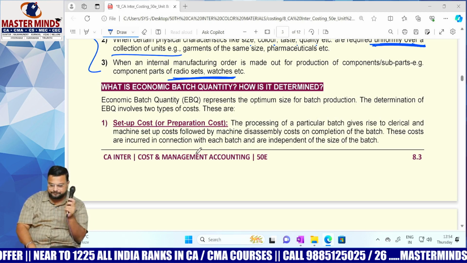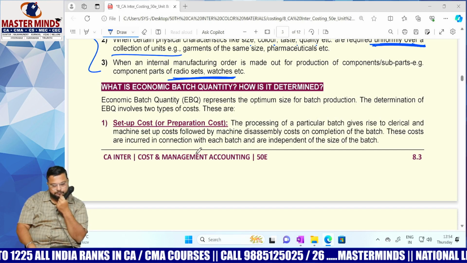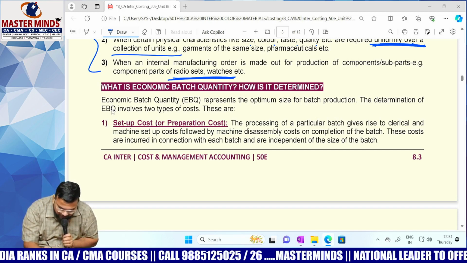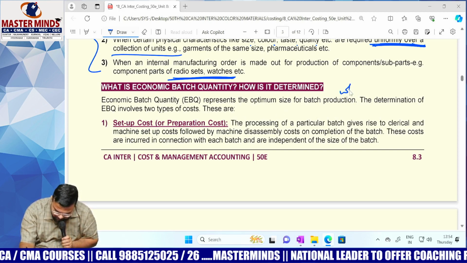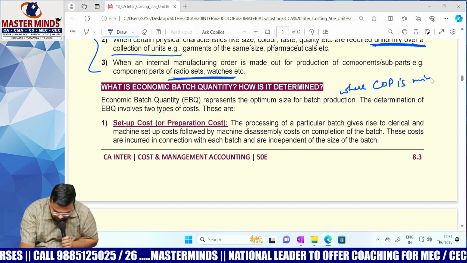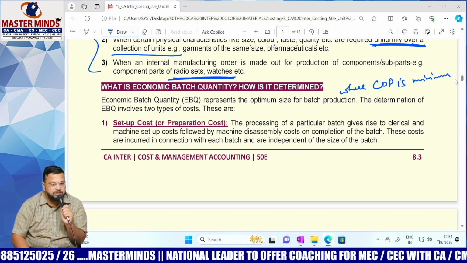Economic batch quantity represents the optimum size for batch production. The determination of EBQ involves two types of cost. Economic batch quantity represents optimum size of batch production where cost of production is minimum.